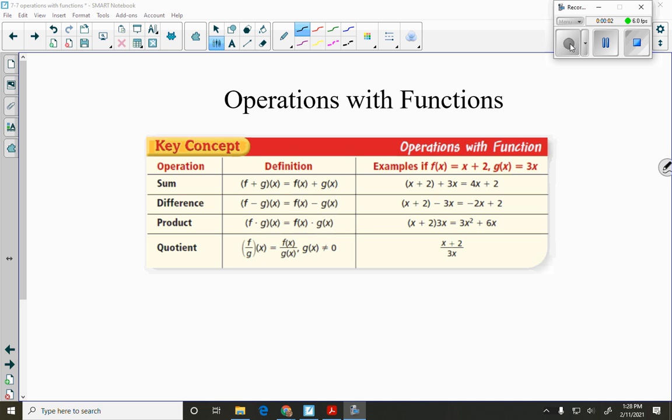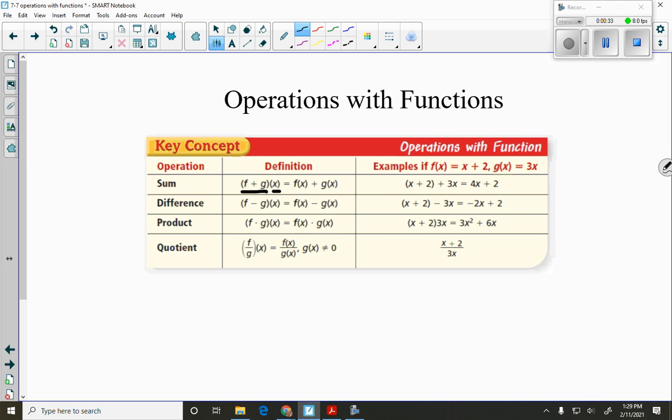Hello. Today we're going to be talking about operations with functions. Some of the first basic ones are adding, subtracting, multiplying, and dividing. This is the way they're going to write it: f plus g inside parentheses, and then another set of parentheses, x. What I want you to know is this is not saying f plus g multiplied times an x. That's not what it's saying.